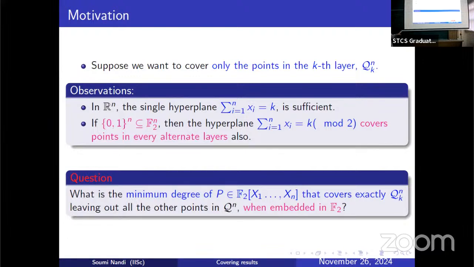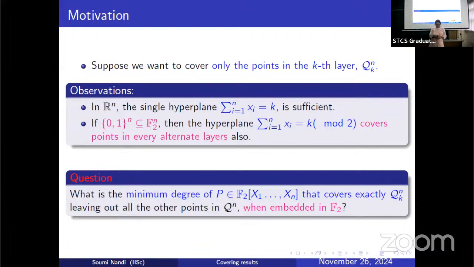We just saw that if we want to cover the points of the kth layer, so I want to cover all those points which have exactly k ones, and I will not cover any other point. If we are working in R, then just one hyperplane, the summation of x_i equal to k, is sufficient.